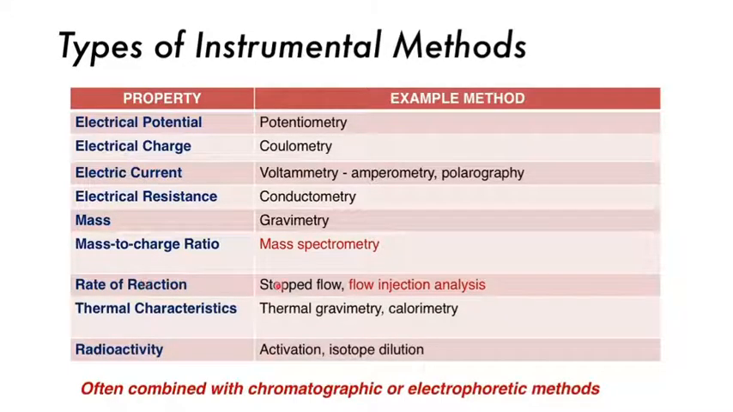So rate of reaction then, so looking at how fast a reaction happens, and how we might measure that: stopped flow, flow injection analysis. Thermal characteristics, thermal gravimetry, coulometry. So we want to know at what temperature does something decompose, or at what temperature does something melt. We can measure its thermal characteristics, and then radioactivity. So different ways of measuring that are activation or isotope dilution. That's really not that common. The things here that are most common that we're going to be using are thermal characteristics, mass to charge ratio, mass, and these electrical properties.